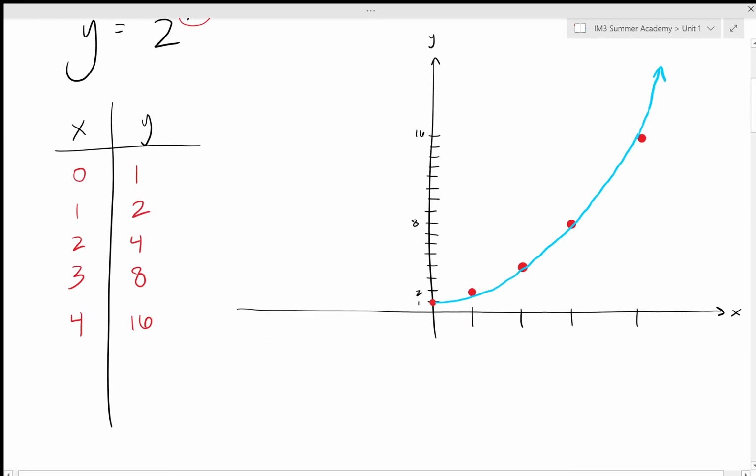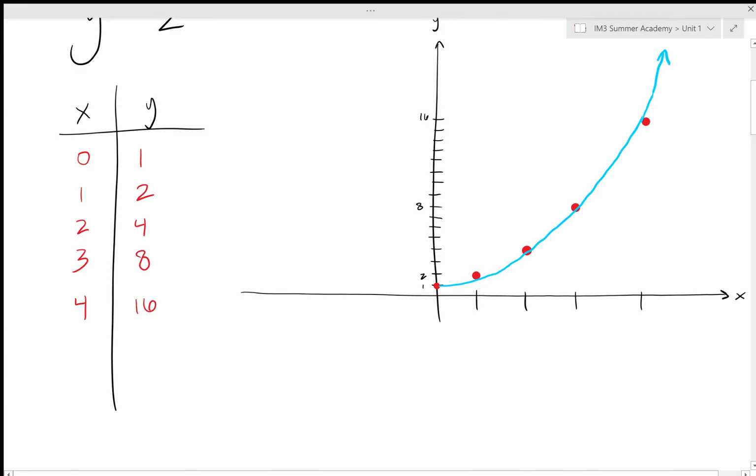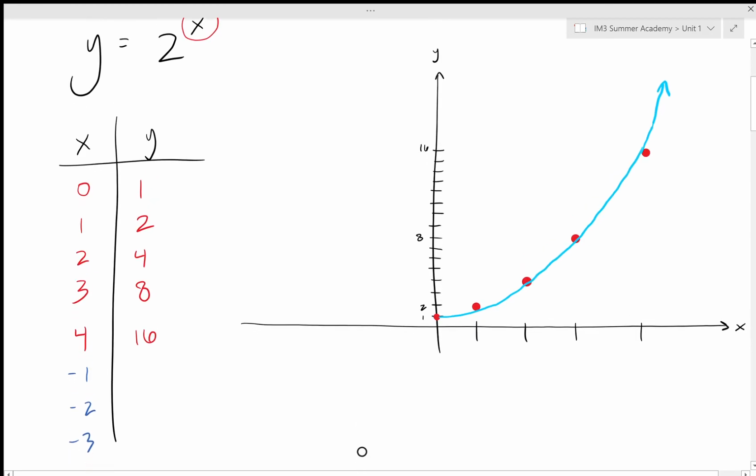Now the interesting part is what happens on the other side. So if I plug in other numbers, like negative numbers, going the other direction, negative 1, negative 2, negative 3, you might need your calculator to plug these in. So we're looking for 2 to the negative 1 power, 2 to the negative 2, or 2 to the negative 3. What are those values going to be? So plugging those into the calculator, 2 to the power of negative 1 is 0.5. 2 to the negative 2 is 0.25. 2 to the negative 3 is 0.125.